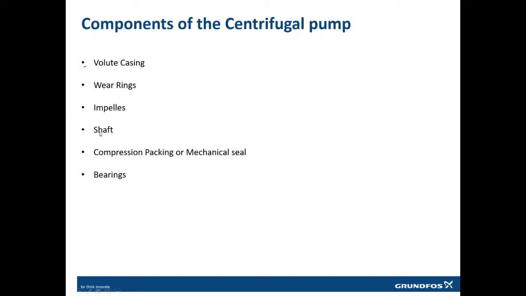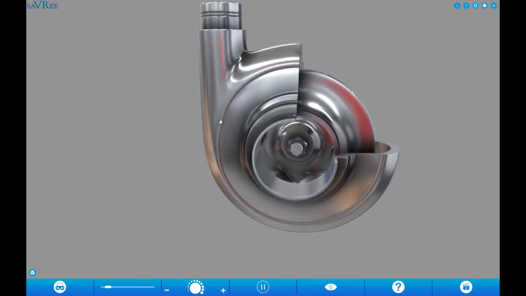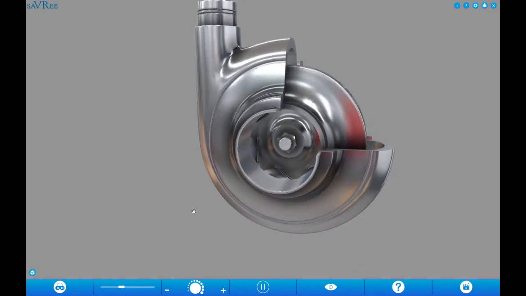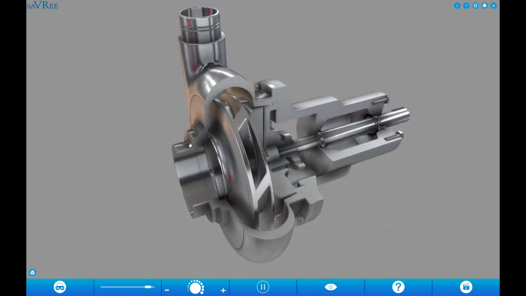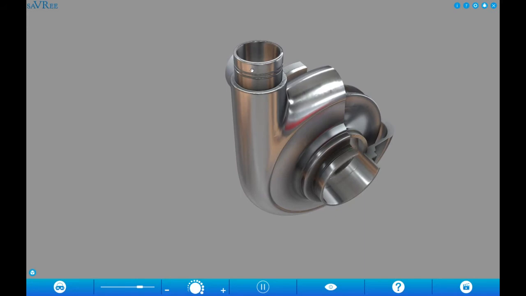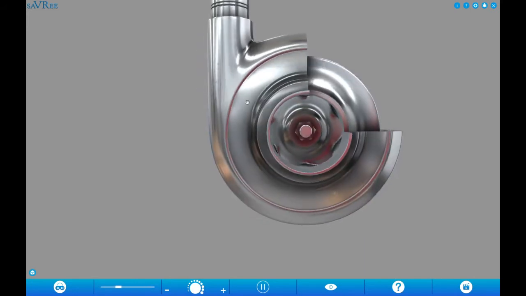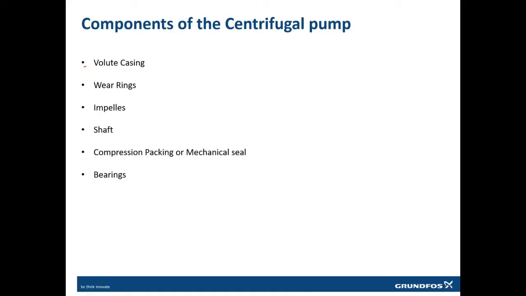So first we'll start with the volute casing. Now, what is the volute casing? The volute casing is this shell-like part, the housing of the pump, which is responsible for receiving the water. The pipe which comes will connect to this part of the pump, and the discharge pipe will be connected to this port. So this is the suction port, and this is the discharge port. This round shape is called the volute, or the casing of the pump.